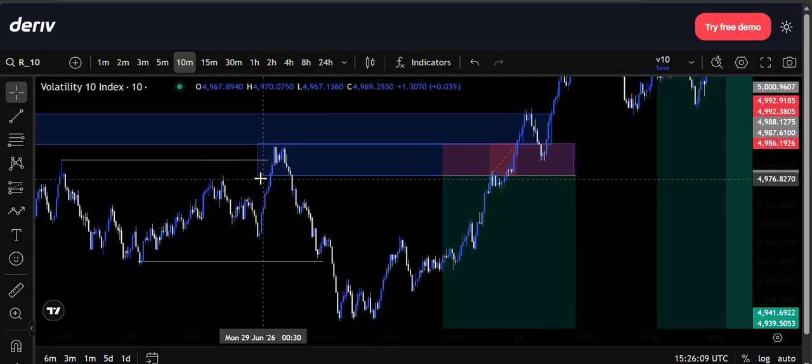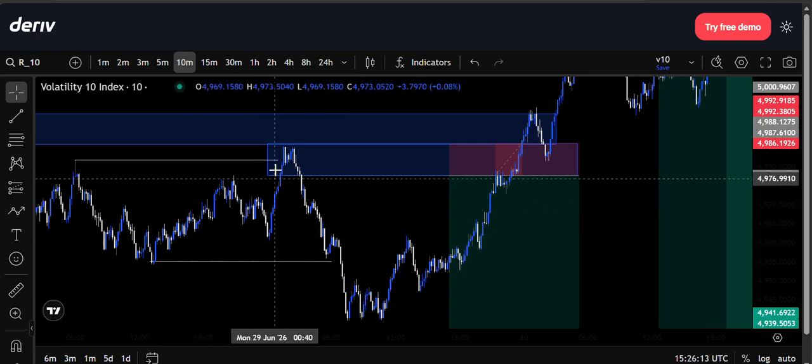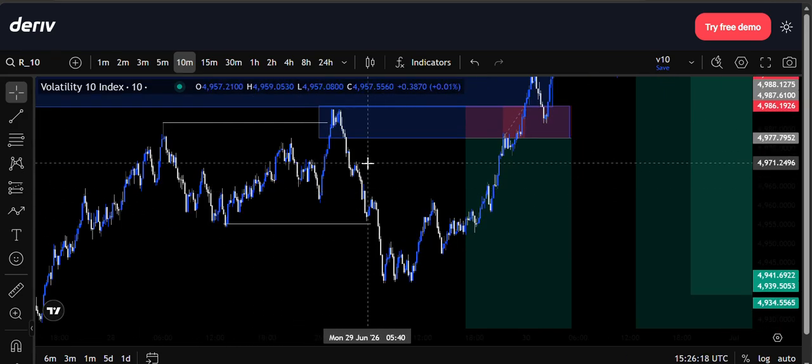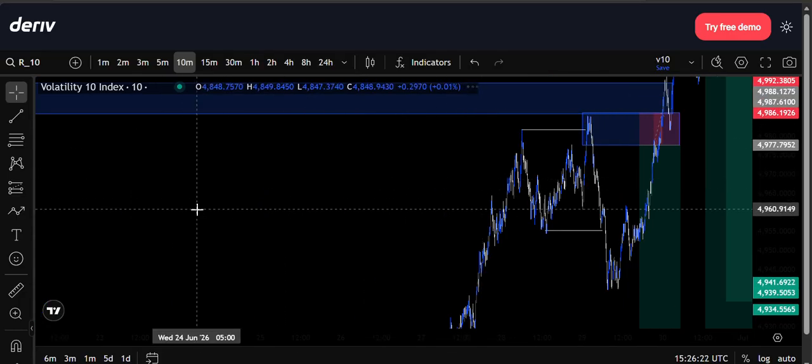Okay, we actually waited for an entry here. So here in our entry model, we have this break of structure. The same thing we saw in the higher time frame, that's the same thing we are looking for in the lower time frame. So for our entry model, now this is always our entry model.